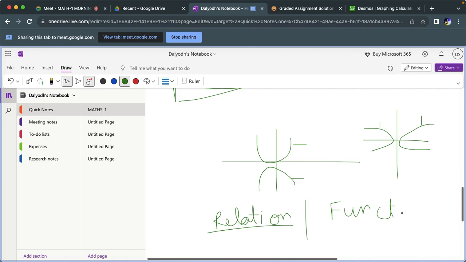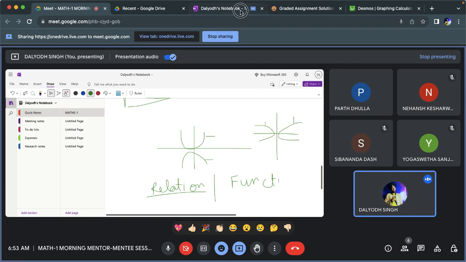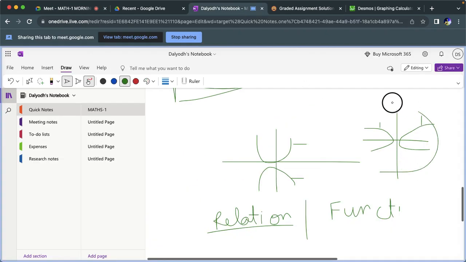Which are functions? The first two are the functions. Yes, and maybe the relations are this one, right? Actually, this one, right? Yeah, maybe the relation. Yeah, they are relations. How do we say that it's a relation?